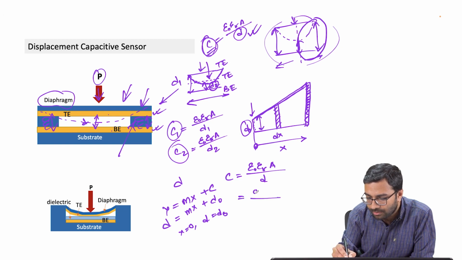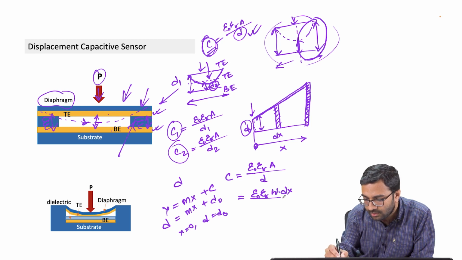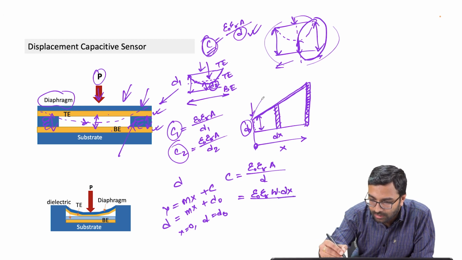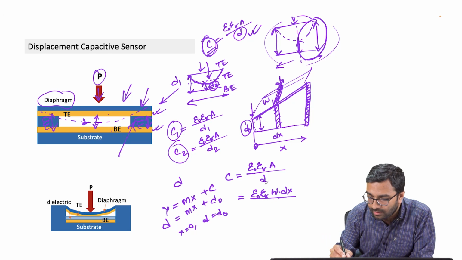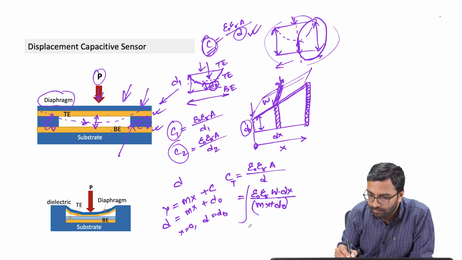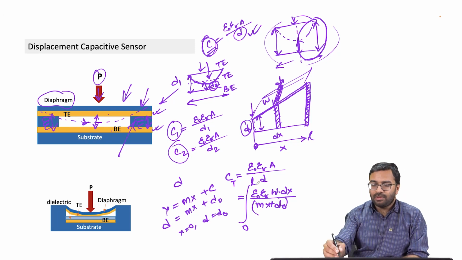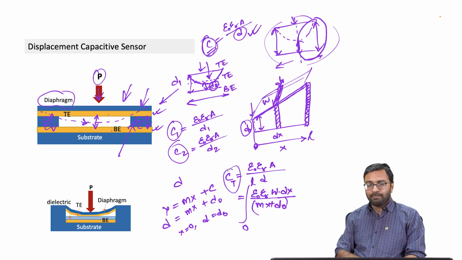So here it will be epsilon 0 epsilon r, A is width into dx, because this will be your width. So width into dx, this is dx, will be your cross section, and then d is m into x plus d0. And then to figure out the total capacitance, you can integrate the same from 0 to, say, if the length is L, so 0 to L, and if you integrate the same, you will get the total capacitance.